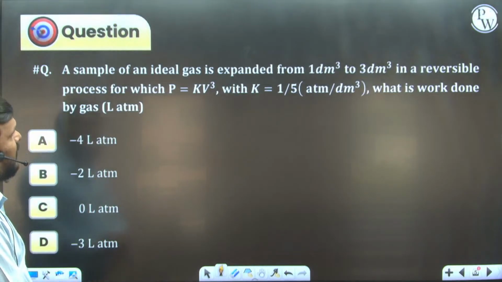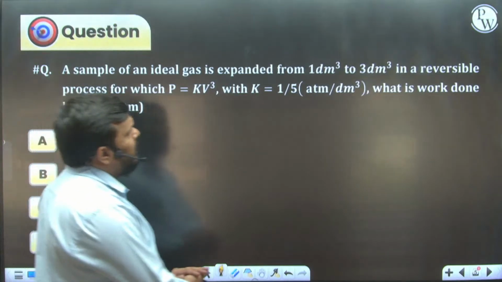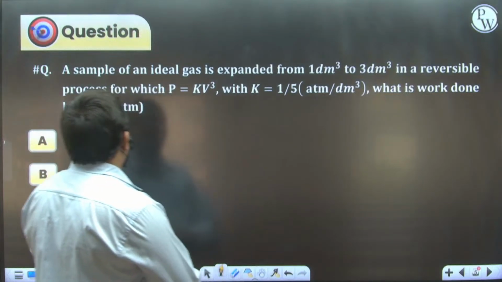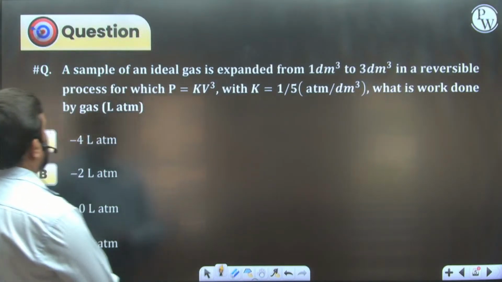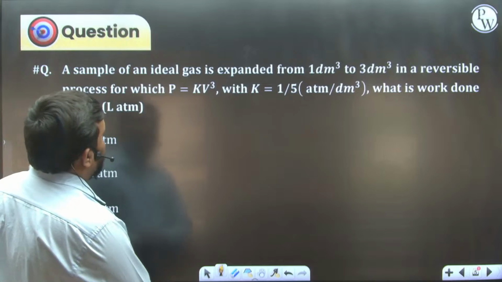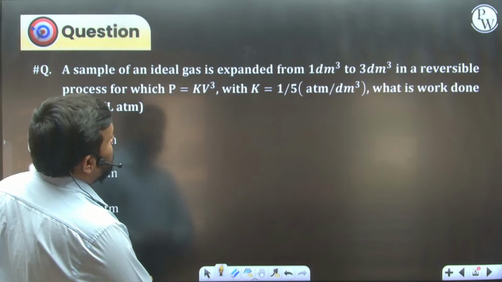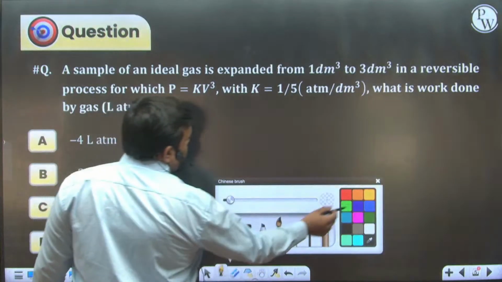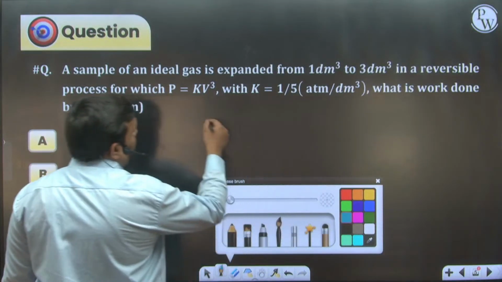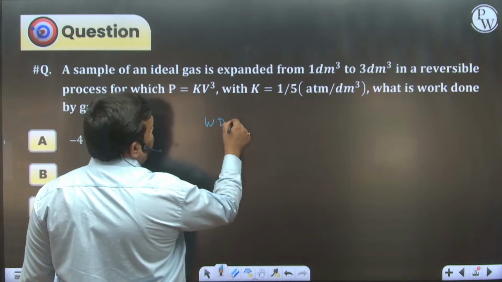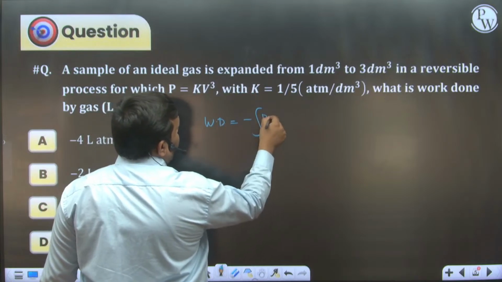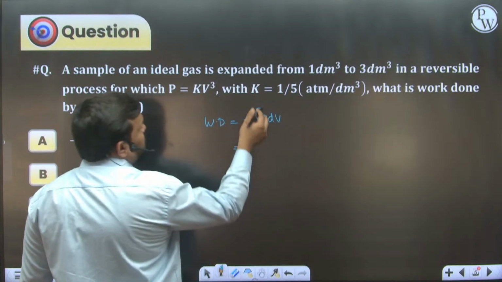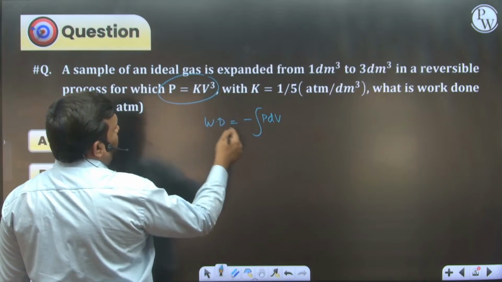A sample of an ideal gas is expanded from 1 dm cube to 3 dm cube in a reversible process for which P is equal to K V power 3 with K is equal to 1 by 5. What is the work done by the gas? So again we are having this derivation, we already did it. Work done completely will be minus integral P dV. In this, put this P value as K V power 3.